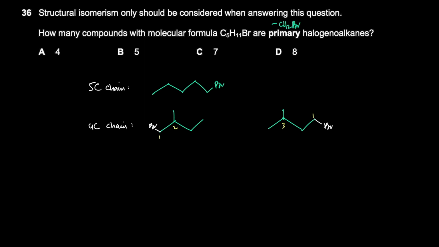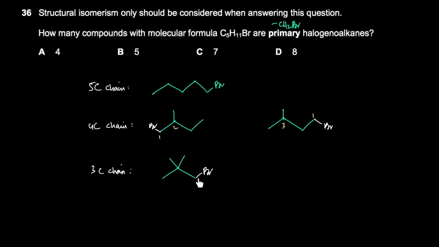And then you can have a 3 carbon chain. In the 3 carbon chain, we're going to have something like this. We have 2 methyl groups, and the bromine obviously has to be at the end. It doesn't matter if I show it here, here, here, or here, it's the same thing. There's only one possibility with a 3 carbon chain. If you drew it here, it's the exact same thing. You have a 3 carbon chain with a bromine on carbon 1 and 2 methyl groups on carbon 2.